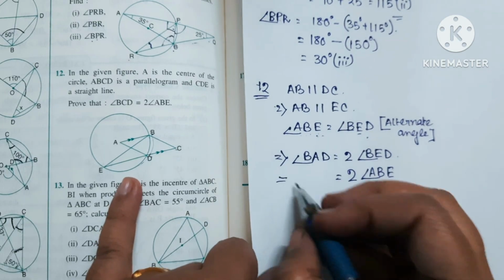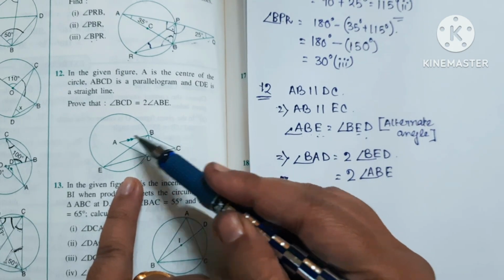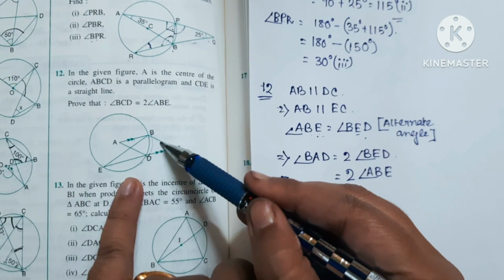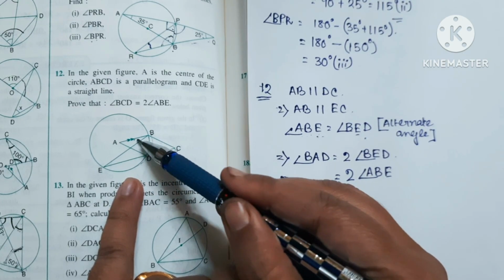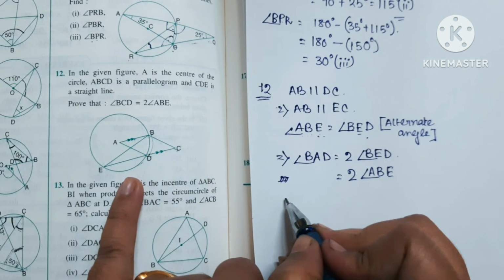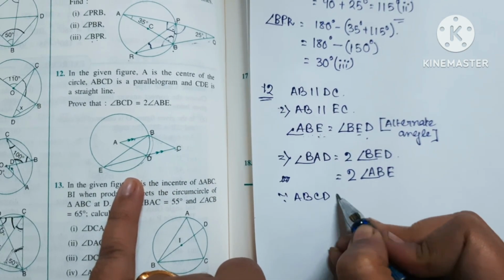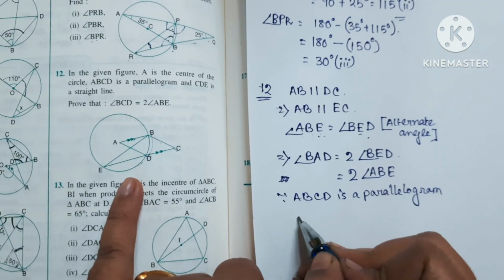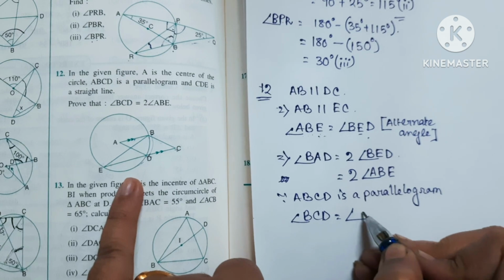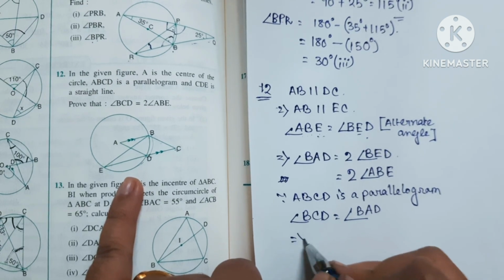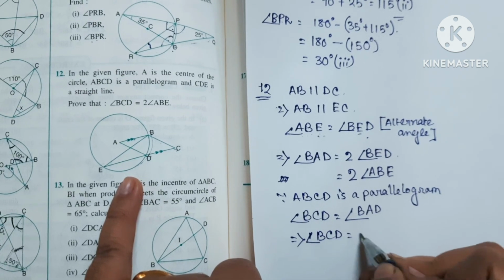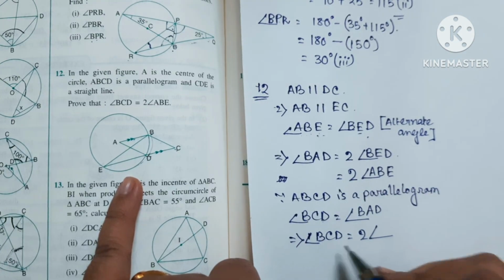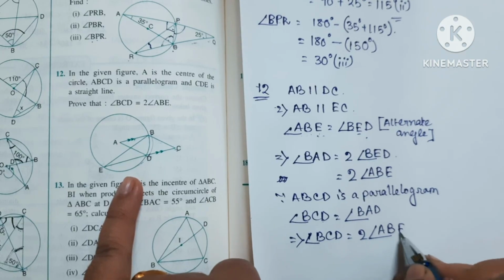Another thing I want to say, see this carefully. ABCD is a parallelogram, and you know that opposite angles of a parallelogram are the same. So this angle is equal to that angle. Since ABCD is a parallelogram, angle BCD is equal to angle BAD. So you can say angle BCD is equal to 2 times, replacing BAD by BCD. So you can easily say this. So proved.